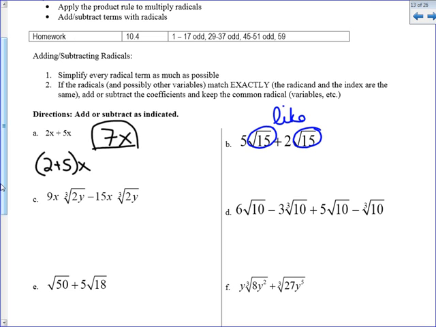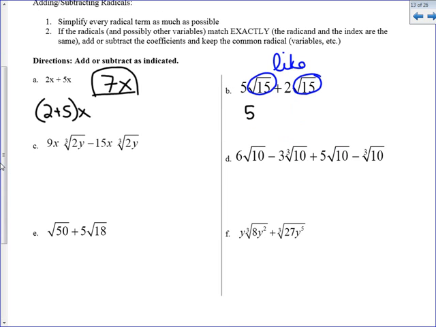If their square roots don't match, you cannot add or subtract. They have to be like terms, just like you have to have x's. You can't add an x and a y term. You have to have both x's. You have to have both square roots the same. The only part you actually add are the numbers out front, the coefficients. So you add the numbers out front, you keep whatever made them like on the end. So 5 square root of 15 plus 2 square roots of 15 is just 7 square roots of 15.